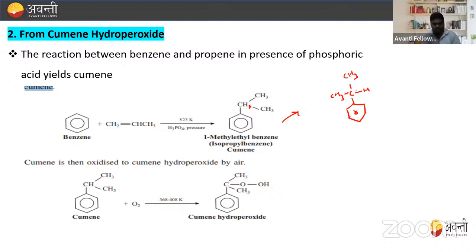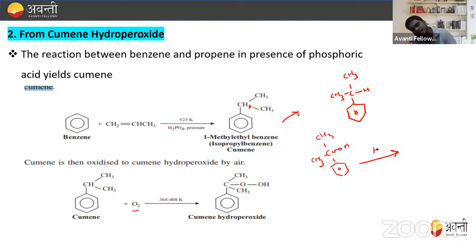Now, cumene is then oxidized to cumene hydroperoxide, like CH, CH3, CH3 with O2. What will this produce? This will be C, and this will be OH, with two O inside between them. This remains CH3 and this also remains CH3.